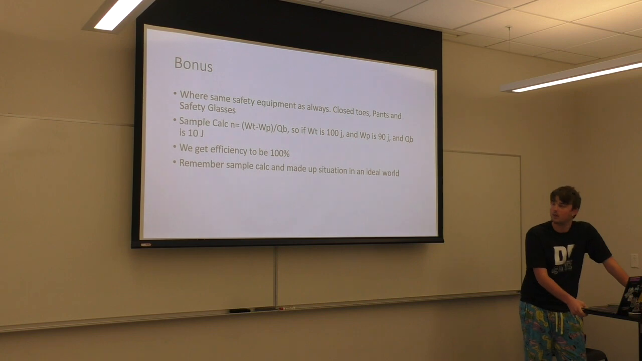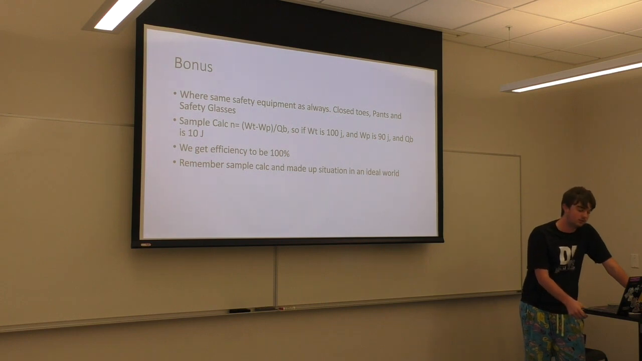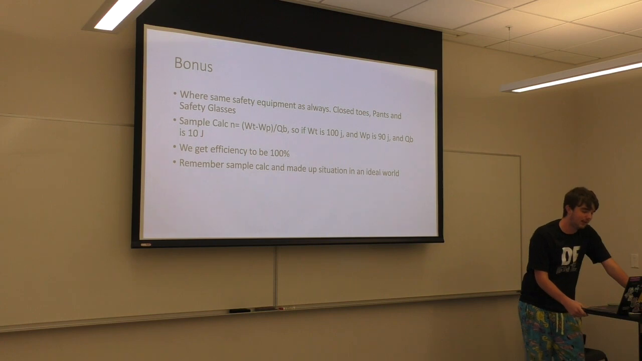Then a sample calculation, if you want to find the efficiency. If the turbine work was 100 joules, the pump work was 90 joules, and the boiler heat in was only 10 joules, then you'll get the efficiency to equal 100%. And since I made these numbers up, I decided to make it an ideal world.